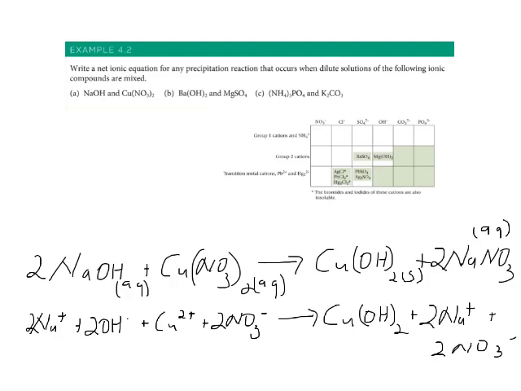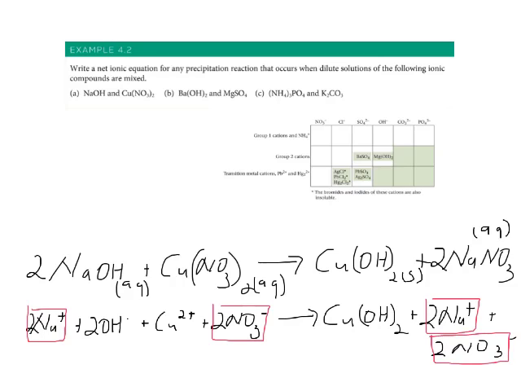Okay, so some things changed, reacted, and several things didn't. So let's go through and mark what reacted and what didn't react. I'm going to put a box around everything that didn't change. So I have sodium ions on the left, and I have sodium ions on the right, so they didn't change. I have nitrate ions on the left, and nitrate ions on the right, so they didn't change. So effectively, the only thing that happened was copper ions reacted with hydroxide ions to give copper 2 hydroxide.